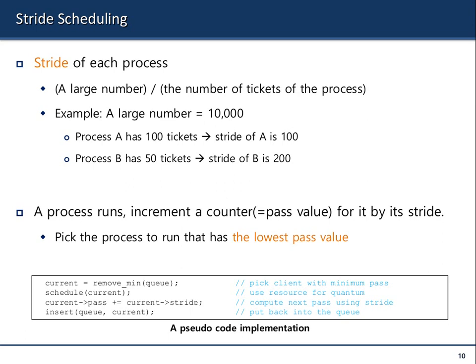The pass value of A, as I said earlier, is another field that will be incremented by the stride. So what is the stride of A? The stride of A is 100. So 0 plus 100 will be the new pass value of A. And remember that the priority number will be the pass value. The smaller the pass value, the higher the priority. You get the idea? Did you follow? And then insert back to the queue. That's basically the idea. And then another loop.